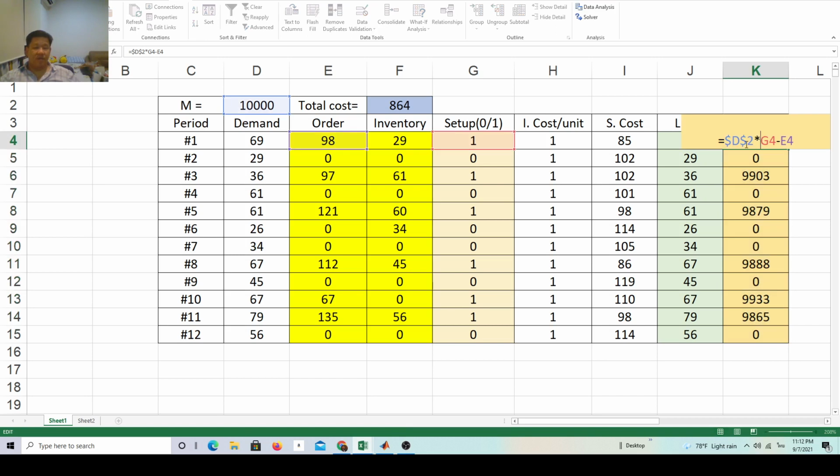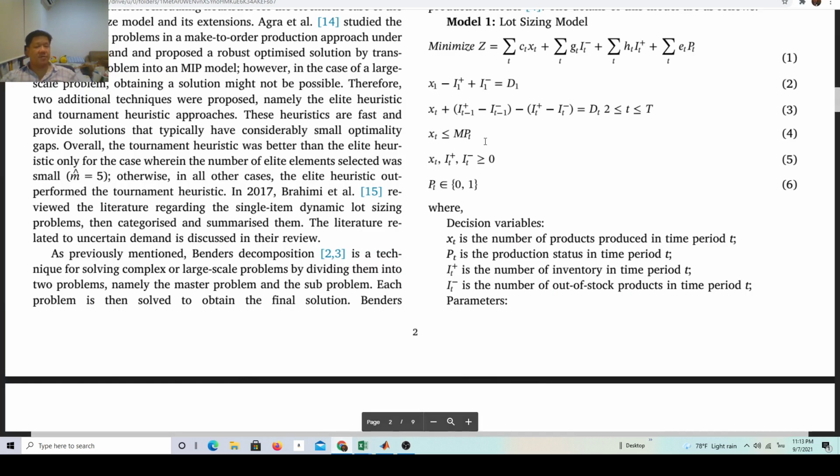You can see that D2 is the m value, and you fix the address when you copy it to the other cells. Times G4, this is a 0 1 constraint, like p sub 1 here, minus E4, which is x sub 1. Then we keep using this for the next period, using the reference of m equal to 10,000, times p sub 2 minus x sub 2. All of this has to be greater than or equal to 0, to satisfy m p sub t minus x sub t greater than or equal to 0.